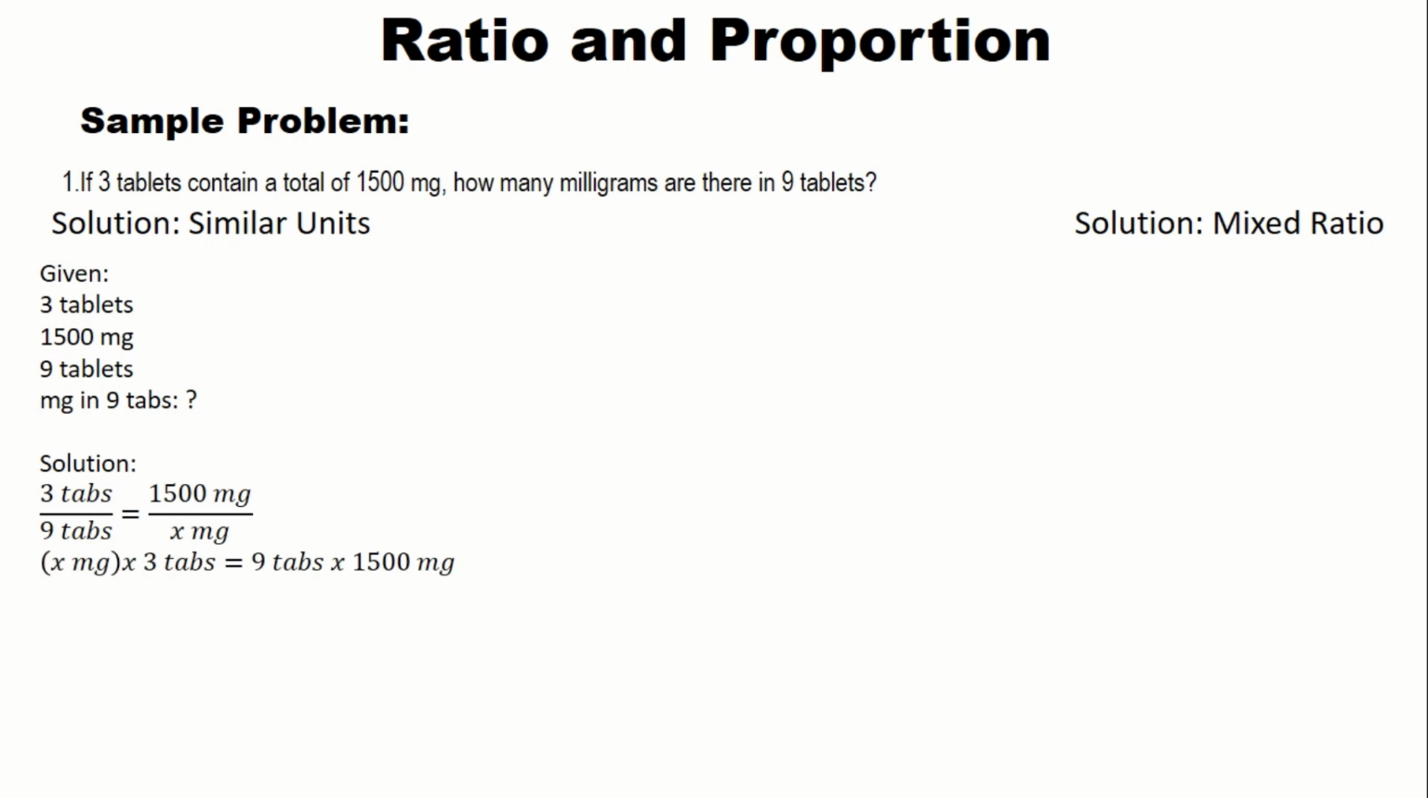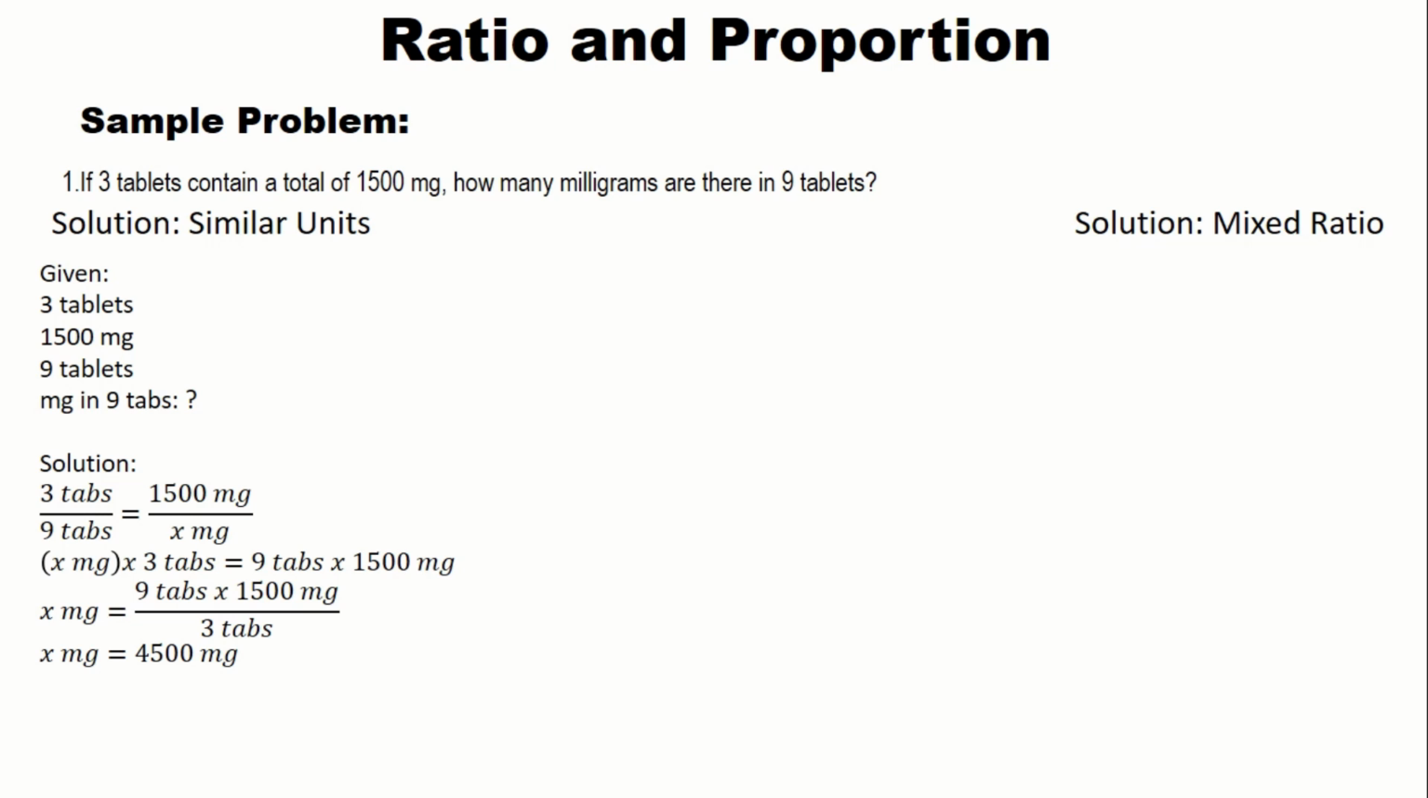So x milligrams times 3 tabs equals 9 tablets times 1,500 milligrams. So since we are looking for the number of milligrams per 9 tablets, we will divide both sides by 3 tabs to come up now with a formula that looks like this. So x milligrams equals 9 tablets times 1,500 milligrams divided by 3 tablets. The answer now would be 4,500 milligrams. So in 9 tablets, there should be 4,500 milligrams of the drug or the active ingredient.